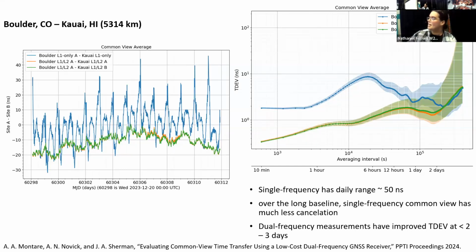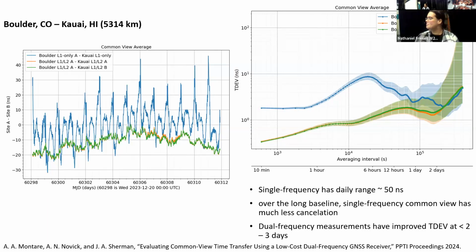On the left is just a time series of data over, I want to say, 18 days, but I could be wrong. In blue, you can see the much noisier data is an old system with a single frequency receiver. It's like 10 years old, so it's also older hardware.